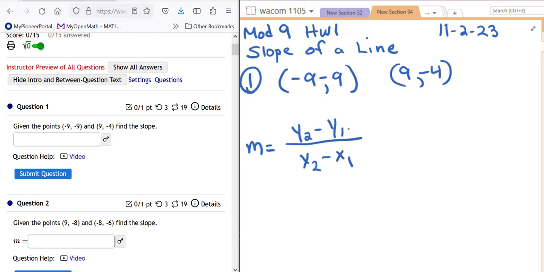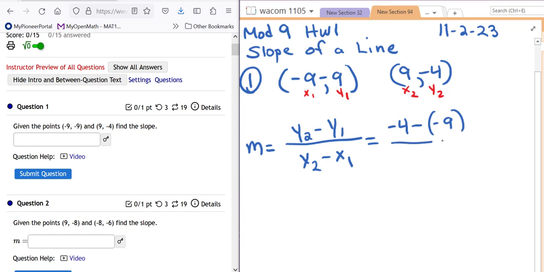That's the thing. What I usually do to help myself here is I go ahead and label my points. So I'm going to call this point 1, which gets an x and a y, and I'm going to call this point 2. And then I just plug in. So my y2 is -4, minus, from the formula, my y1 is -9. Just be careful and don't lose a sign there. All right, my x2 is 9, minus, from the formula, my x1 is -9.